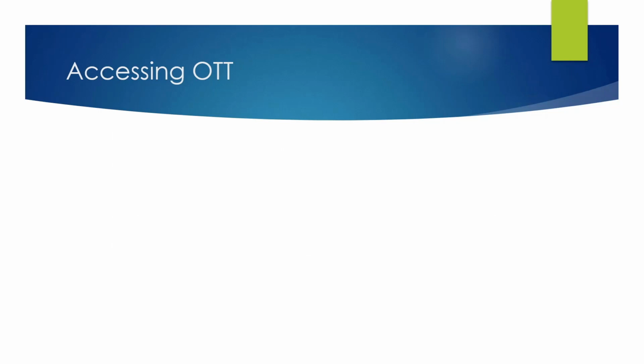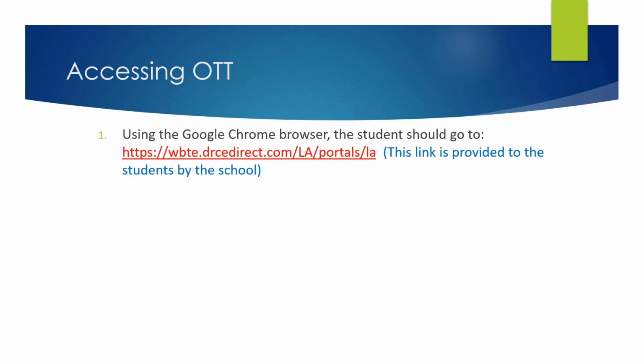Now, in terms of accessing the online tools training, there are about six things we need to look at. The first one, and that's important, is that the students must be using the Google Chrome browser, and it must be the latest version of the Google Chrome browser. And the student will need to go to this URL, and this link is provided to the students by the school or the teacher.